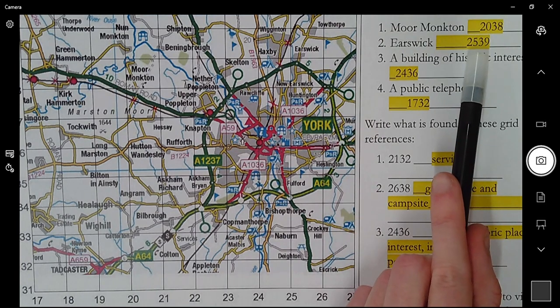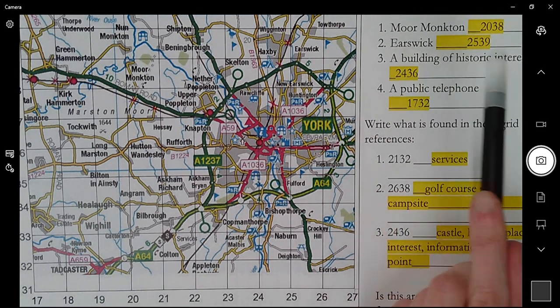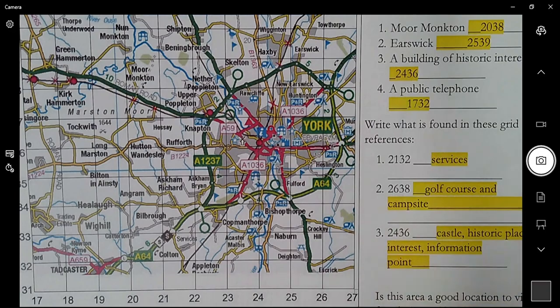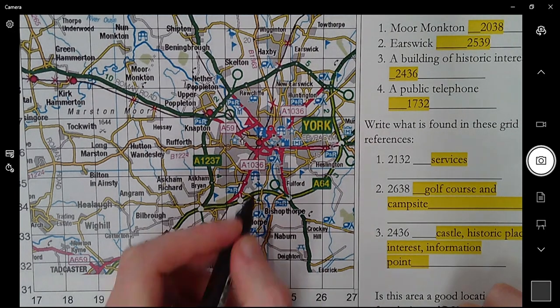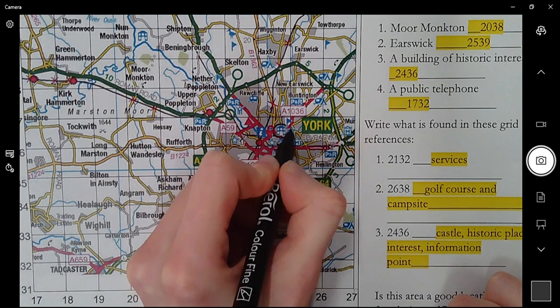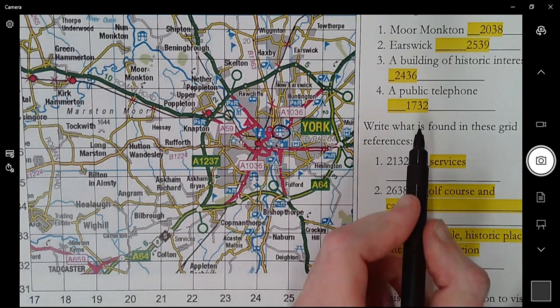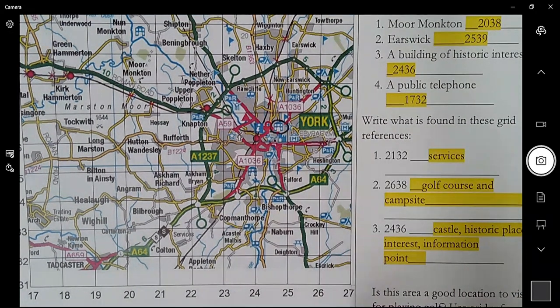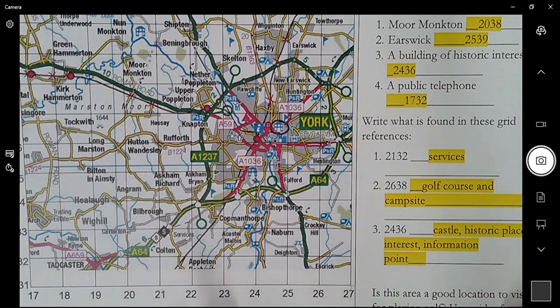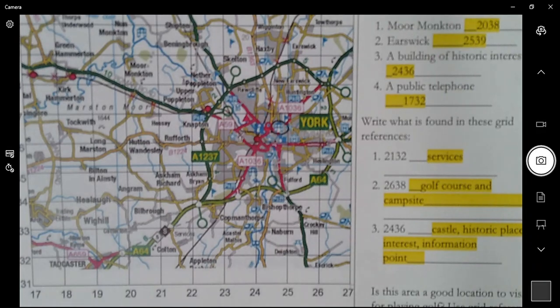So give yourself a tick or fix. A building of historic interest was in 2436. So 2436 is here, and that is a building of historic interest, this symbol here. So well done if you got that. And a public telephone was located in 1732, and it may be located in more than one place. So if you found that, then absolutely fine. But these are just some of the possible answers.